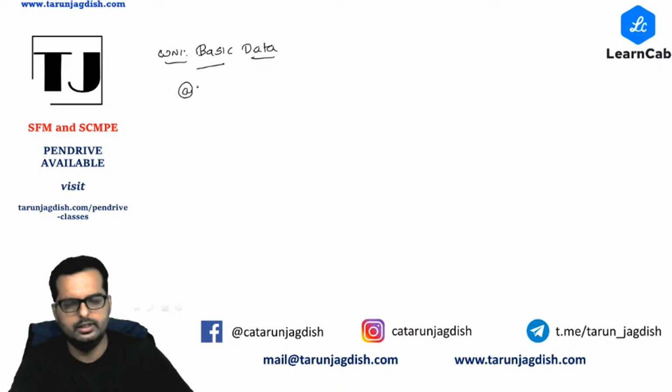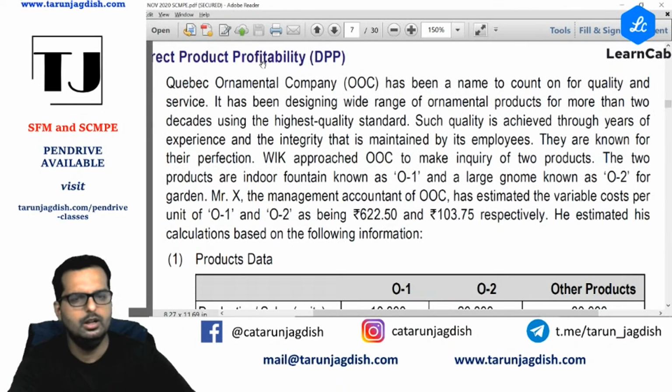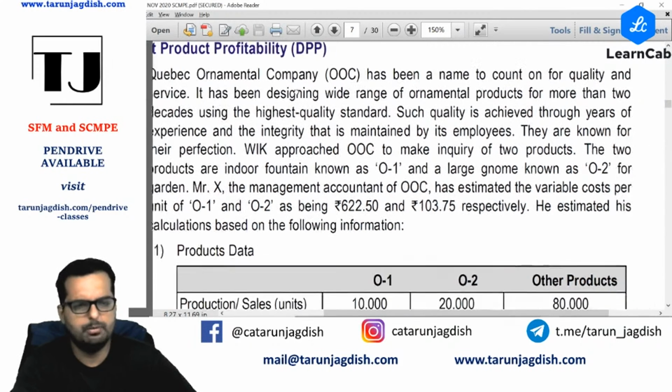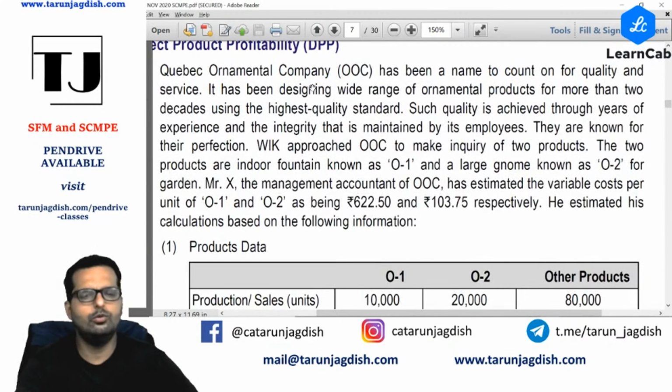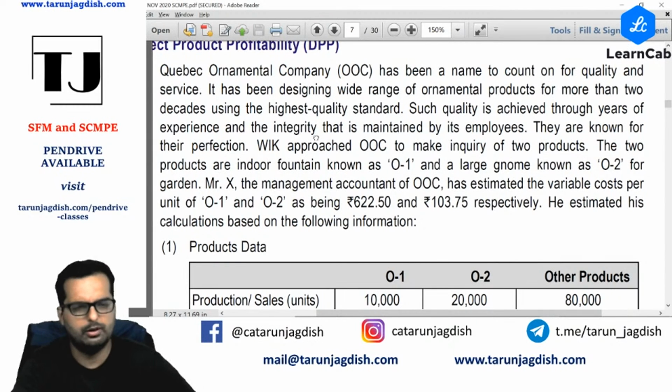Working note number 1, basic data. Okay. Now this company's name is Ornamental some company, OOC. So they have given it as OOC in the bracket. It has been named to count for quality and service. It's dealing in ornament products. Such quality is achieved through blah blah blah. They are known for perfection.